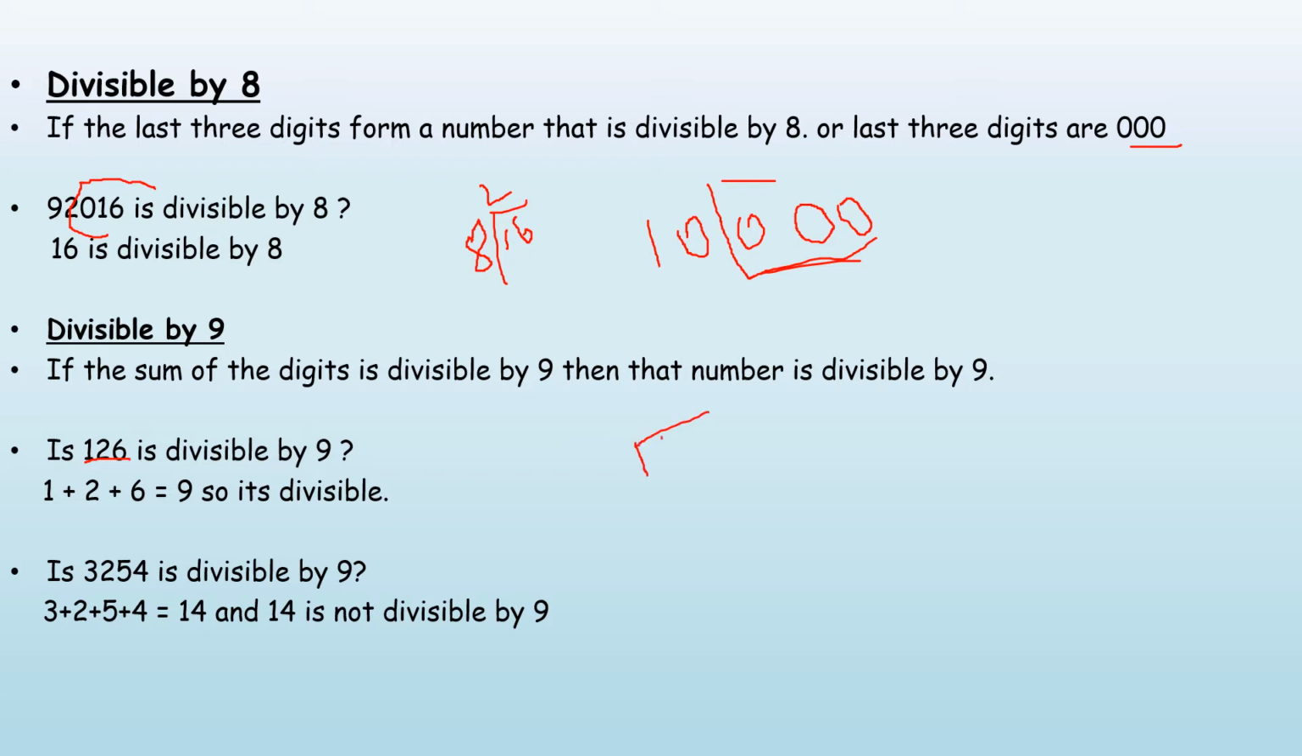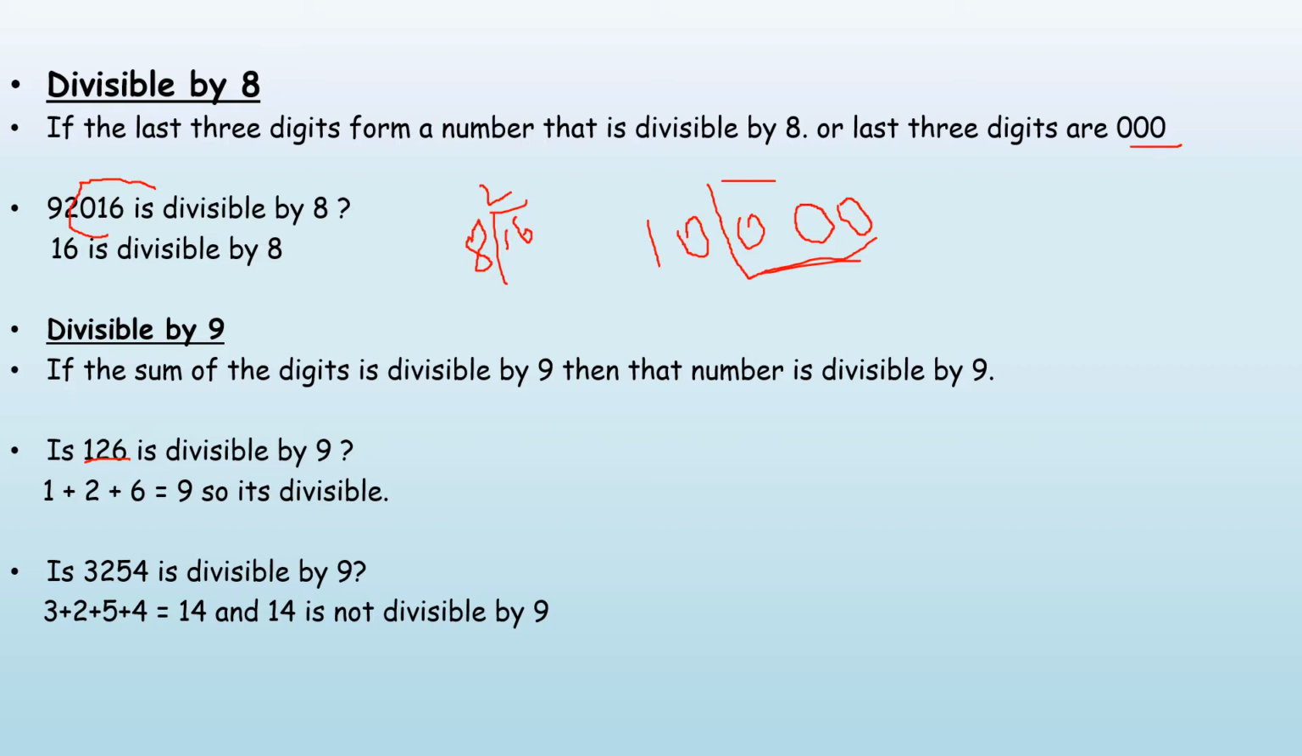No need to do 126 divided by 9 like this. No need to calculate. You just sum the digits, and if the answer you get is a multiple of 9, then that number is divisible by 9. You can do this for any number of digits: 5 digit, 6 digit, 7 digit. You just calculate the sum only, for example 3 plus 2 plus 5 plus 4. If the answer is a multiple of 9, then that number is divisible by 9.